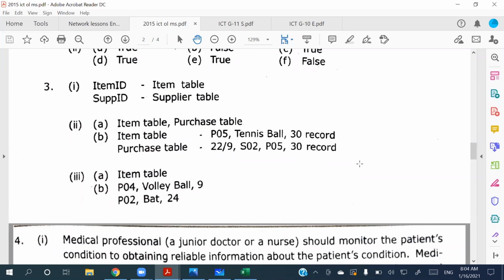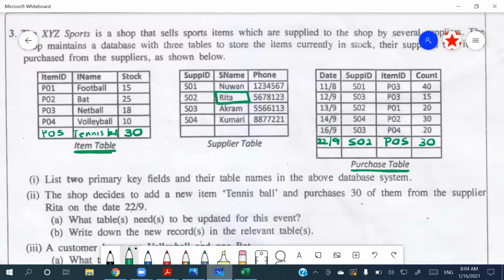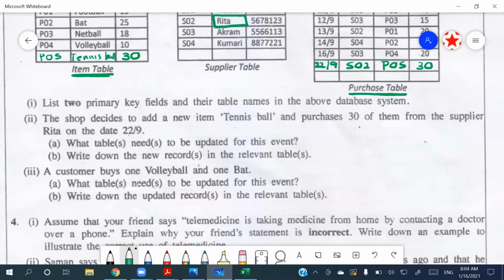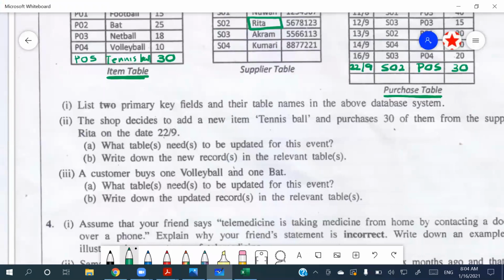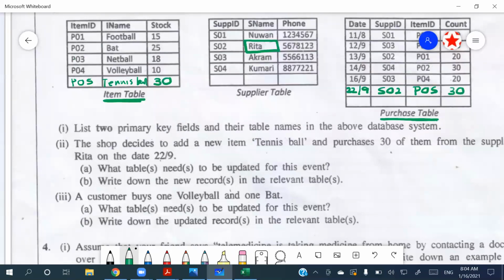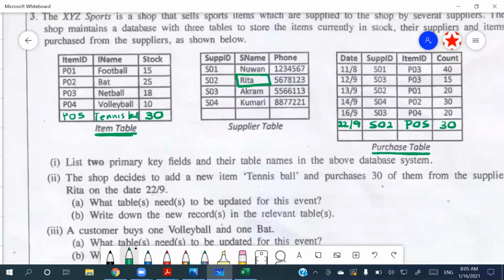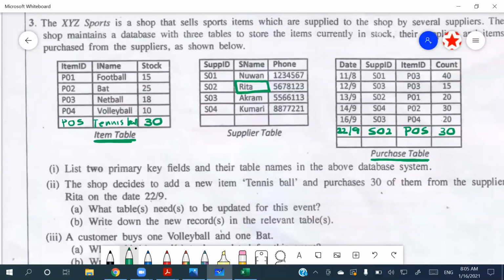Right. So for the third part, a customer buys one volleyball and one bat. What table needs to be updated for this event? So one volleyball and one bat. It is a customer buying thing. So there is nothing to do with purchase table. It is regarding the supplier supply items. Nothing to do with supplier table, but the stock will get reduced.